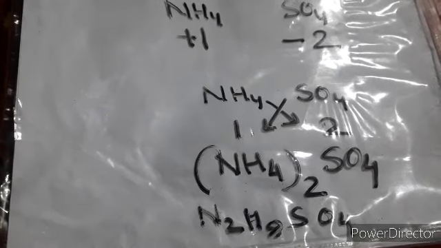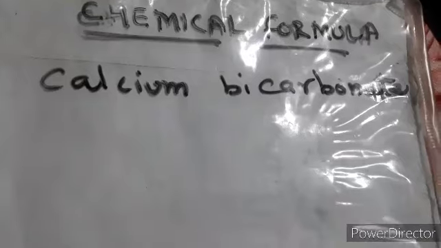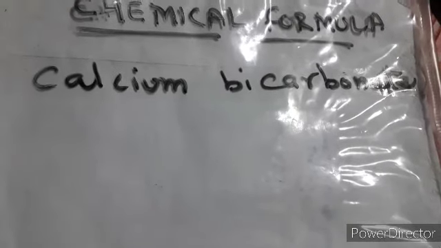You can try it at your home, but still if you want to have more focus on it, we can do one more example also. Over here you have seen that both were a negative and a positive radical. Let's do one example where we are using a negative radical. Now let's start with calcium bicarbonate.